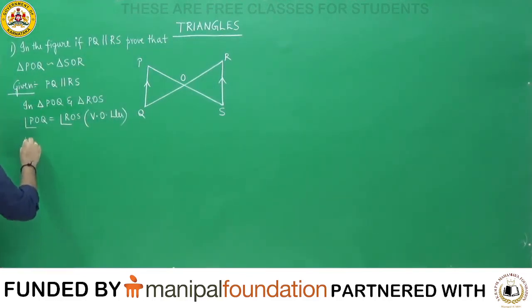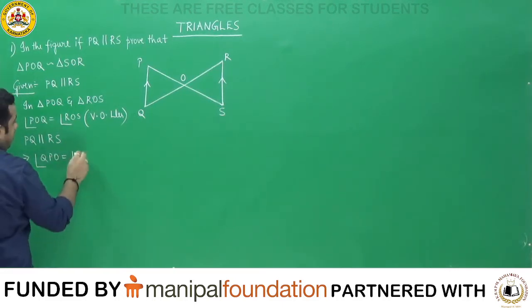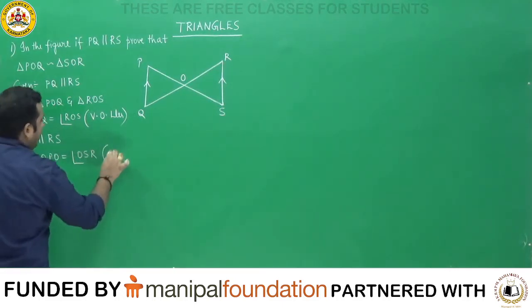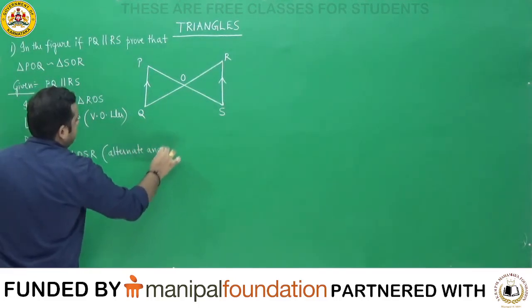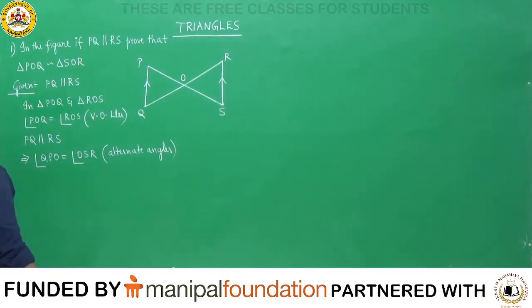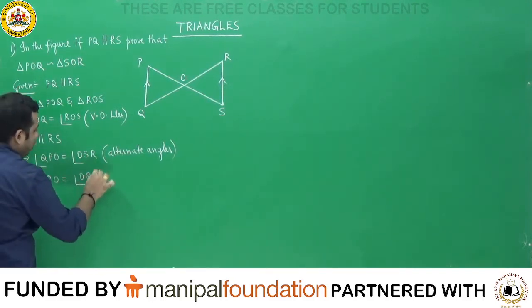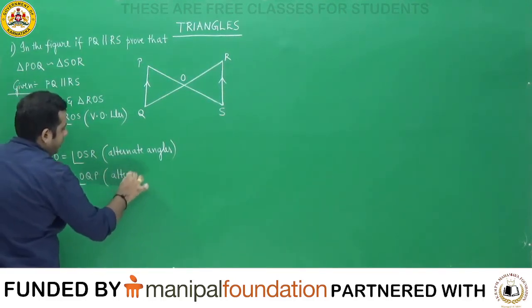Now, you can see here, PQ is parallel to RS. This implies that angle QPO is equal to angle OSR. This is because of the concept of what angles now? Alternate angles. Okay, QPO is equal to OSR, and angle SRO is equal to angle OQP. This is because of the concept of alternate angles.